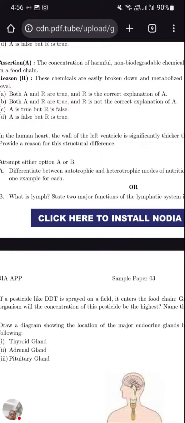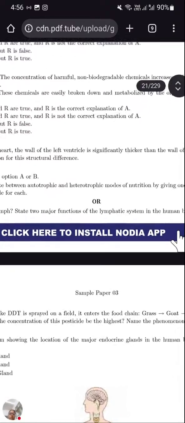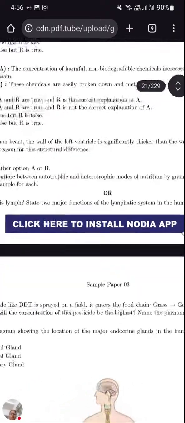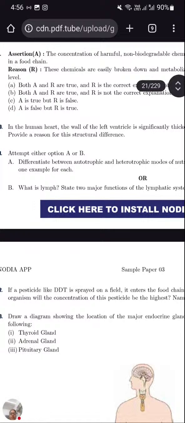In the choice, we are having lymph. State two major functions of the lymphatic system in the body. So lymph is an extracellular fluid which oozes out of the cells or the tissue into the extracellular part. Its function is similar to that of the blood. It carries nutrients back to the blood and provides immunity.